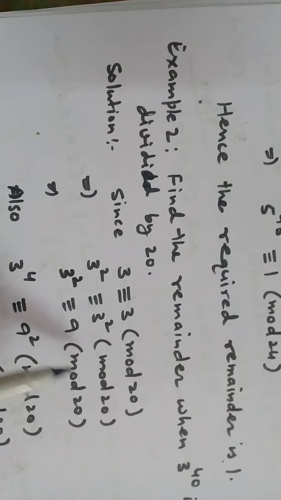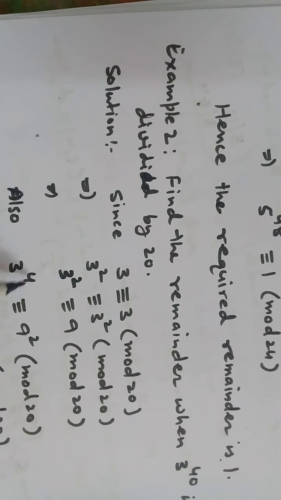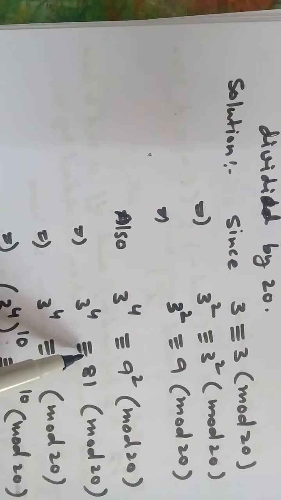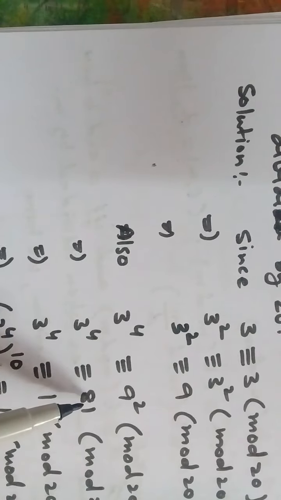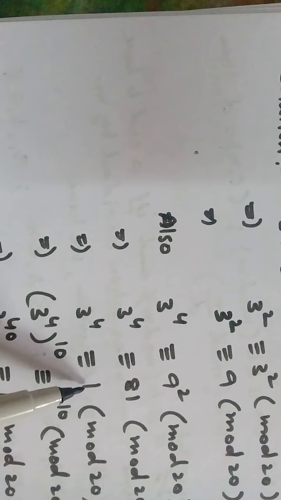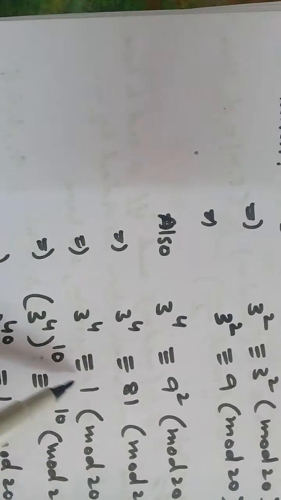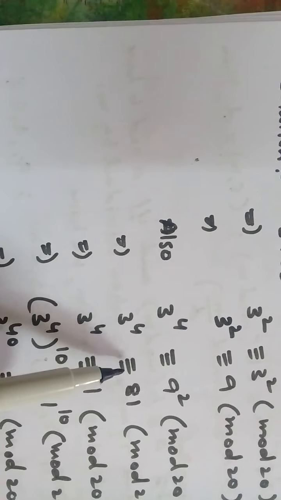Also taking square both sides, 3 की power 4 is congruent to 9 square modulo 20. So 3 की power 4 is congruent to 9 square, which is 81, modulo 20. So we can also divide 81 by 20. When 81 is divided by 20, it gives us remainder 1. So 3 की power 4 is congruent to 1 modulo 20. We can write this because they are similar. So we can write 3 की power 4 is congruent to 81 modulo 20, and 3 की power 4 is congruent to 1 modulo 20.